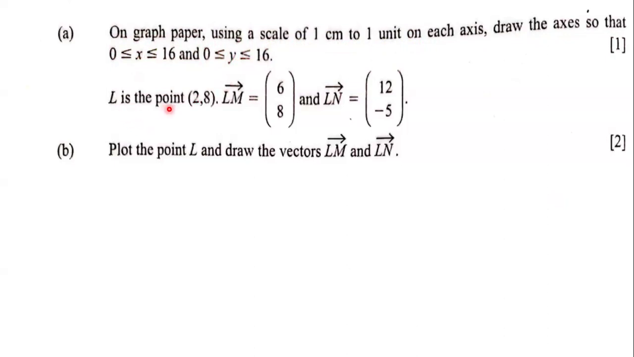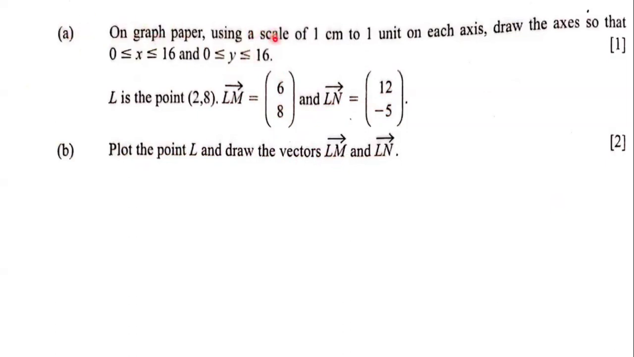L is the point (2, 8). The vector LM is given by the column vector (6, 8), and the vector LN is equal to the column vector (12, -5). Part B says plot the point L and draw the vectors LM and LN. And so let's do part A, all right?